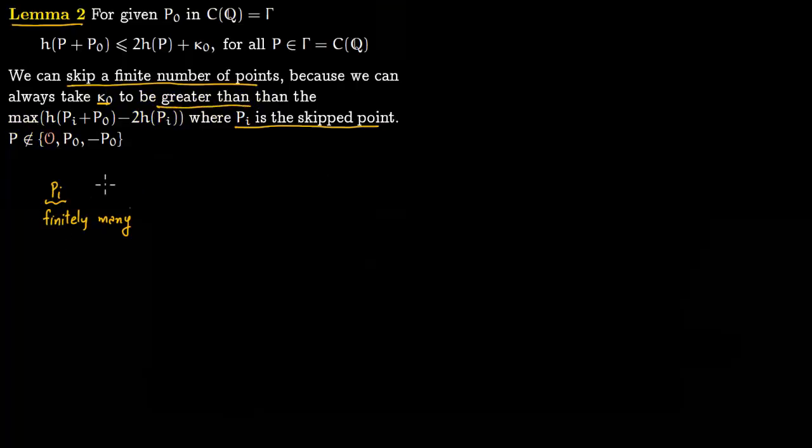So in fact we are not going to skip many points. We are only going to skip 3 points: the special point P0 itself, so as to avoid the duplication formula, and minus P0, because we are again skipping the special point. So these 3 points will not be considered, but you can always put them in the formula and find the corresponding kappa naught so as to satisfy this inequality. So let us now prove this inequality.